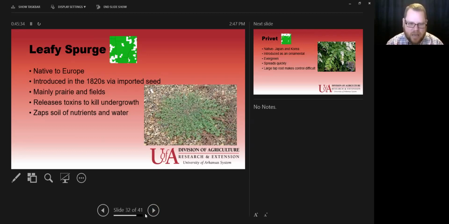And the interesting thing about leafy spurge is that the roots produce a toxin and they kill undergrowth. So there is no competition when it decides to expand. It just keeps going and doing as much as it wants. But with all that green that it has, it really zaps our soils of nutrients and water. It doesn't have a deep root system, so all those nutrients that are on top is what it goes for.